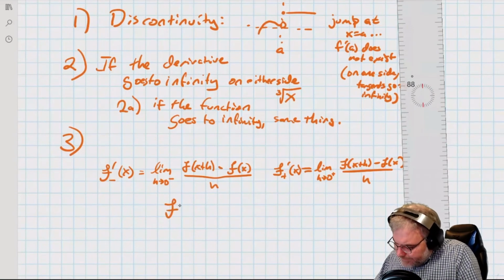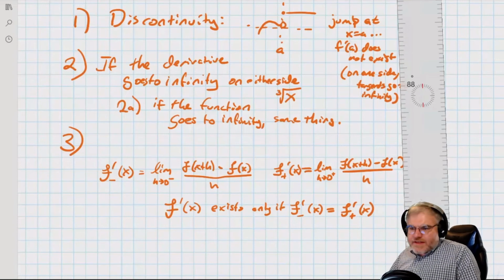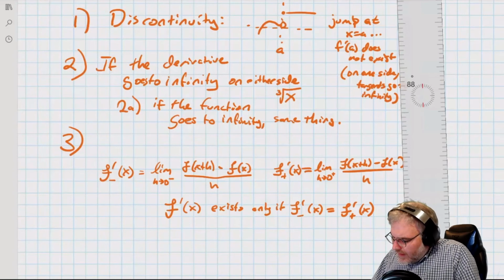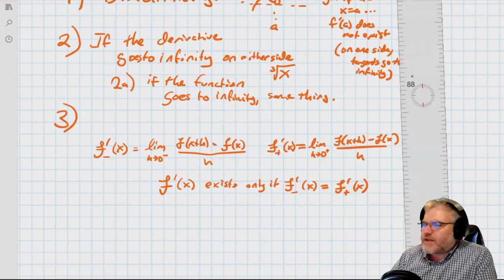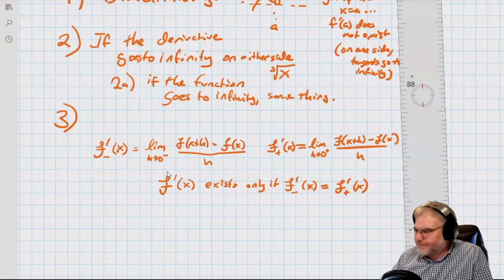this thing's a limit. So if the limit from the left doesn't equal the limit from the right, or the derivative from the left doesn't equal the derivative from the right, it's not going to work. And the classic function that looks like this is the absolute value function at 0.